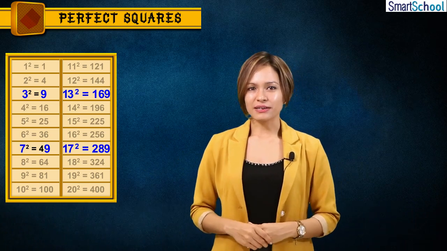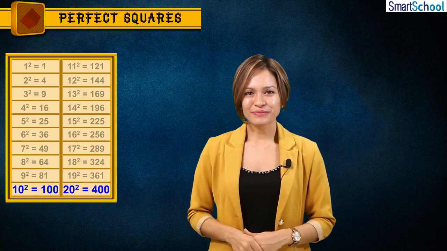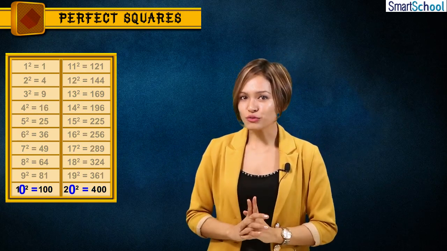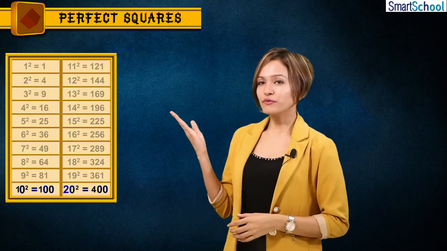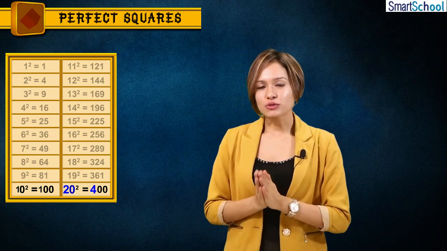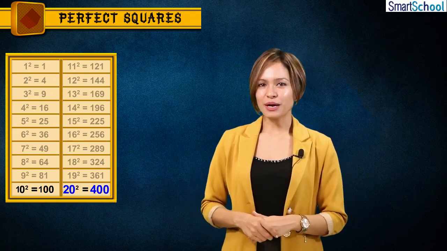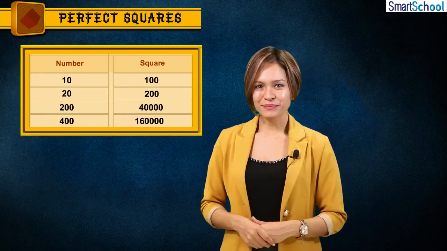Now, let's consider the squares of 10 and 20. What do you see? There is 1 zero in the number but 2 zeros in the squares. Here you can see that the square of 2 is 4. So the square of 20 is 400. Let's see the squares of some numbers ending in 0 at the units place. What do you see?